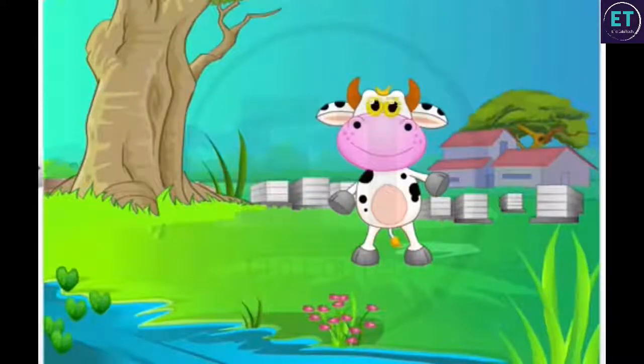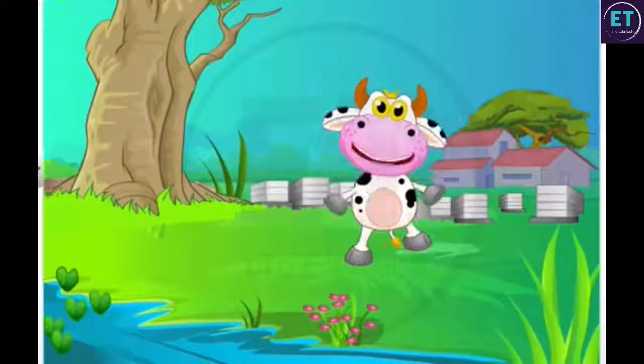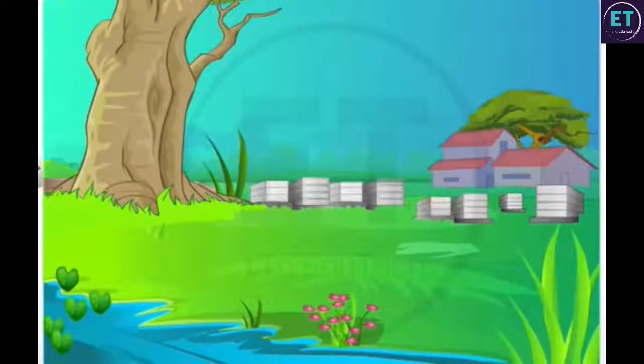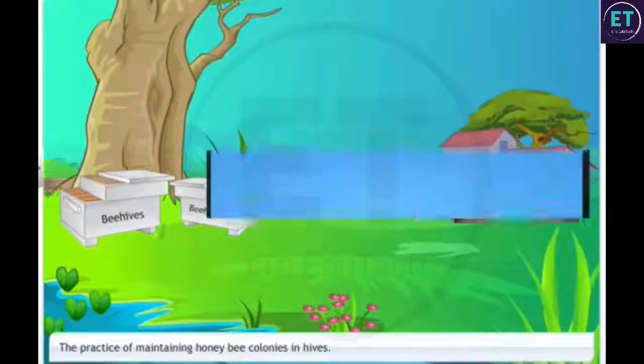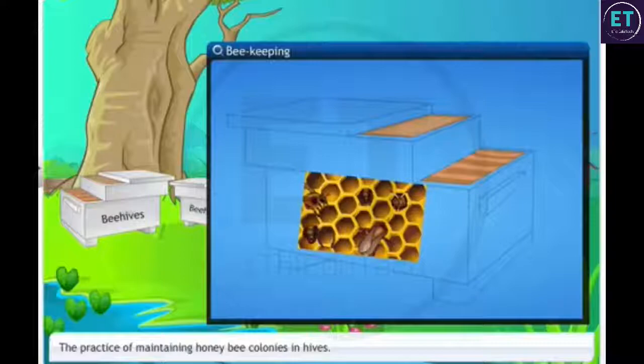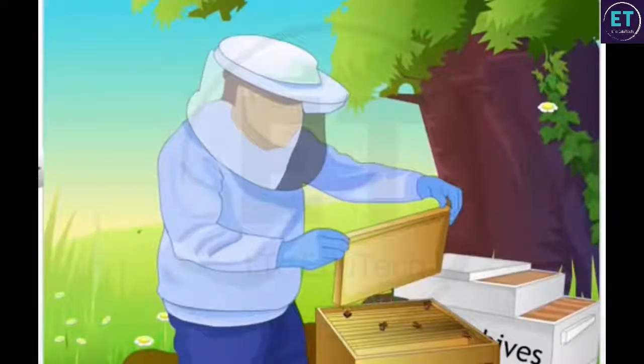Hey, stay away from those boxes, Moo. Why? What's in these boxes? They contain beehives. Beehives are enclosed structures in which honeybees live and raise their young. The practice of maintaining honeybee colonies in beehives is called beekeeping or apiculture. For commercial honey production, bee farms or apiaries are established.